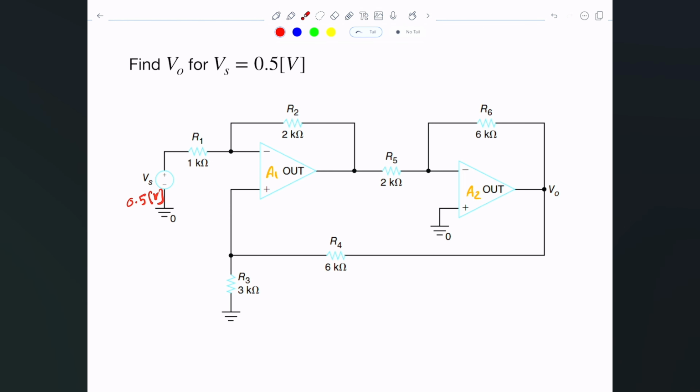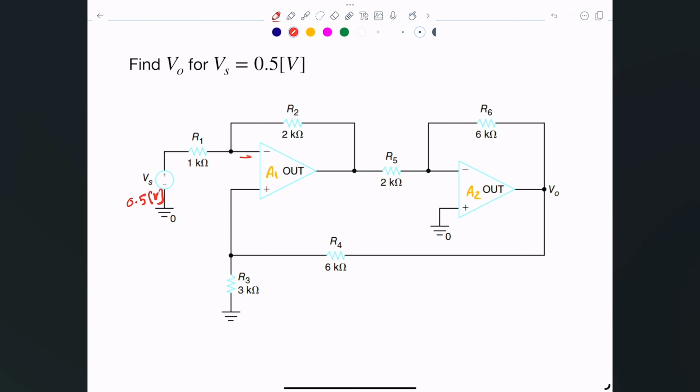Taking a quick look at it, neither of them is a traditional configuration that we know about, and the reason why is because we have a feedback loop that is feeding into A1 in here, and we have another feedback loop that is feeding in here. So what we need to do is use a general analysis technique.